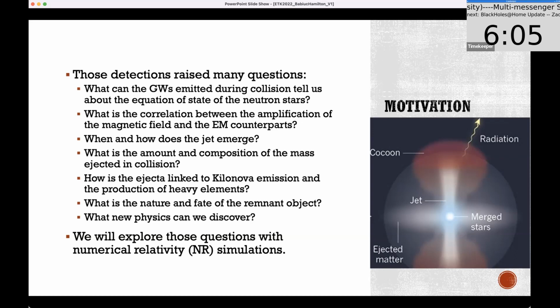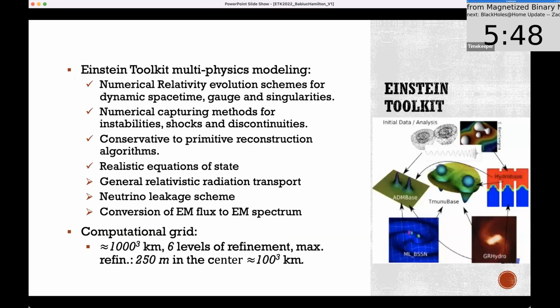What about the ejecta? What is the amount and composition of the ejecta, and how is it linked to the production of heavy elements and kilonova emission? What is the nature and fate of the remnants? And of course, what new physics can we discover? Let's explore this with numerical relativity simulation, namely with Einstein Toolkit, that offers multi-physics modeling.